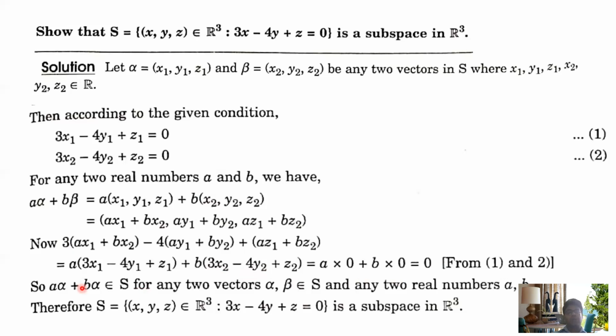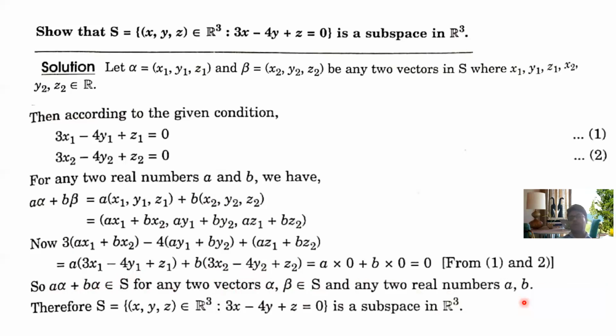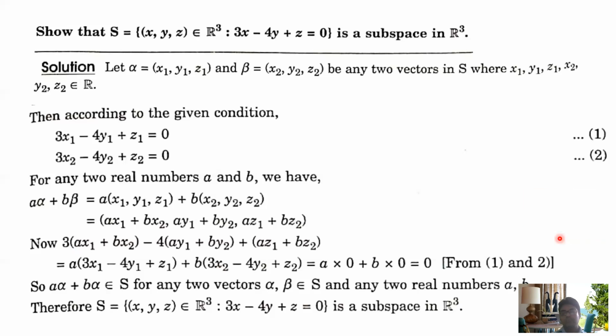Therefore a alpha plus b beta belongs to S, for any vectors alpha and beta belonging to S, and any two real numbers a and b. This is just a typing mistake. Thus S equals x, y, z in R cube such that 3x minus 4y plus z equals 0 is a subspace of R cube. So this type of question you can expect. Okay, thank you. Try to solve this type of question by yourself.